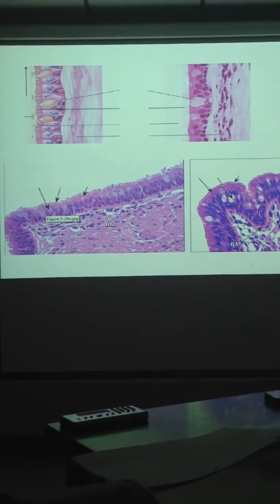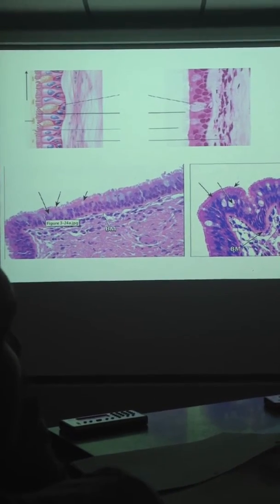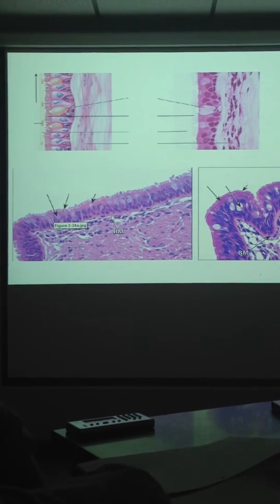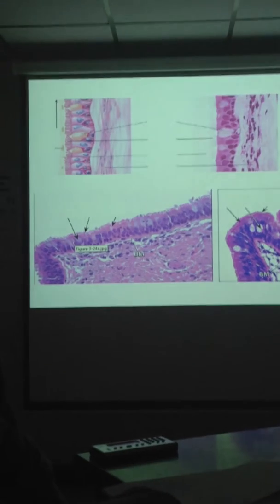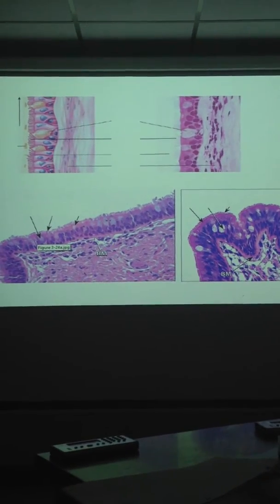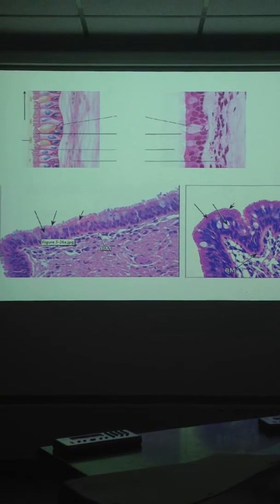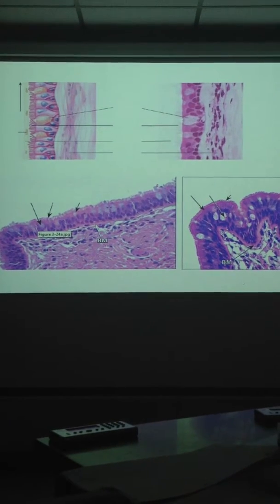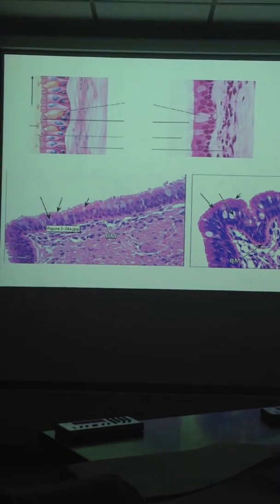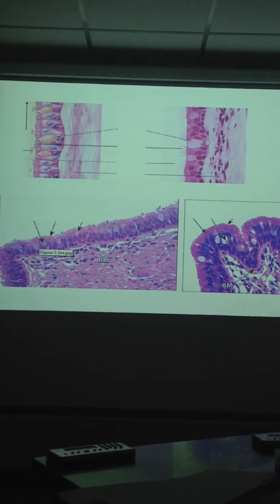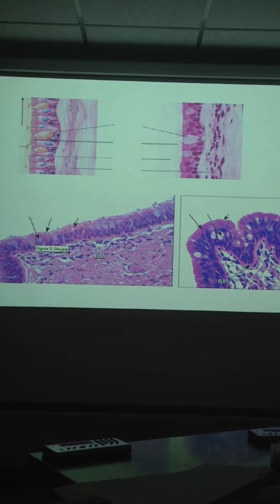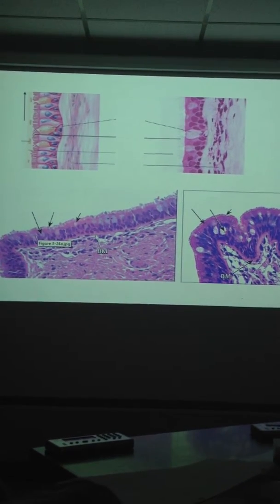Ciliated, pseudostratified, columnar with goblet cells. Function. Secrete mucus and then use the cilia to sweep it out of the airways so it doesn't get deep in the lungs. So there's a term that refers to that process of trapping particles with mucus and then using the cilia to sweep it out.